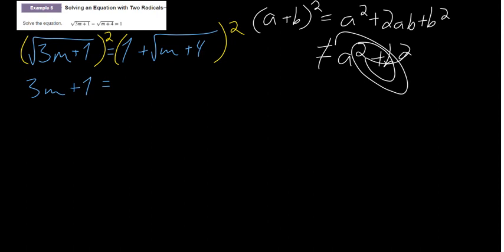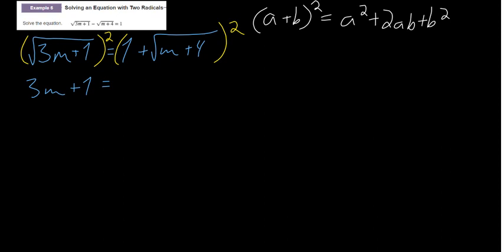No, no, no, don't do that. Okay? Because, well, that doesn't make sense, right? There is no such thing as a sum of squares. We cannot factor a sum of squares. But anyways, I digress. So it's going to be 1 squared, right? 1 squared plus 2 times a times b, so it's going to be 2 times the square root of m plus 4 plus b squared, which is going to be just simply m plus 4.